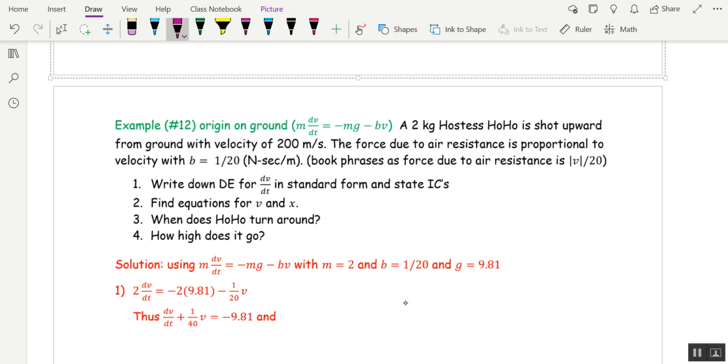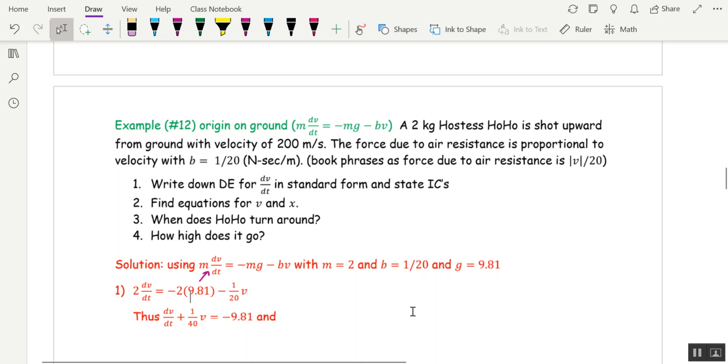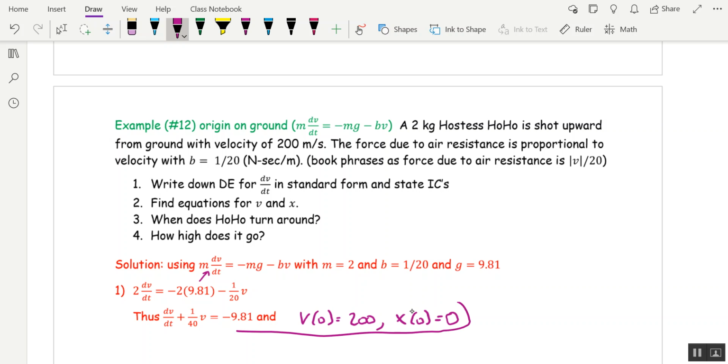All right, so I just plug those numbers into this differential equation, and then putting it into standard form, I want to divide both sides by 2, and I get dv dt plus 1 over 40 v is negative 9.81. So that's standard form, and my initial conditions are v of 0 is 200, since it's shot upward at 200 meters per second, and x of 0 is 0. All right. Now we're going to solve for v and for x.